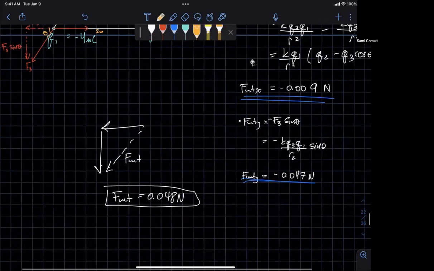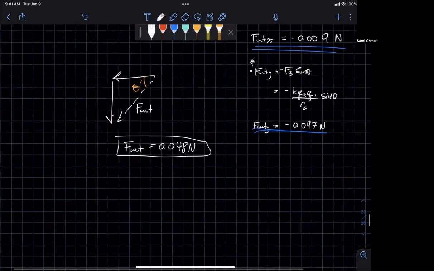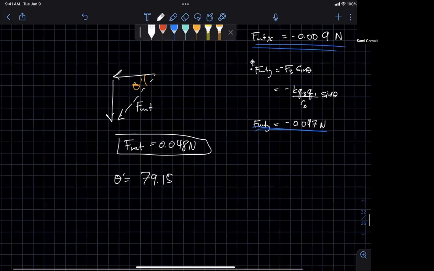We need to find that angle. Let's call it theta prime. Theta prime is going to be equal to 79.15. And then how can I specify the direction of that vector? What would you guys call it?